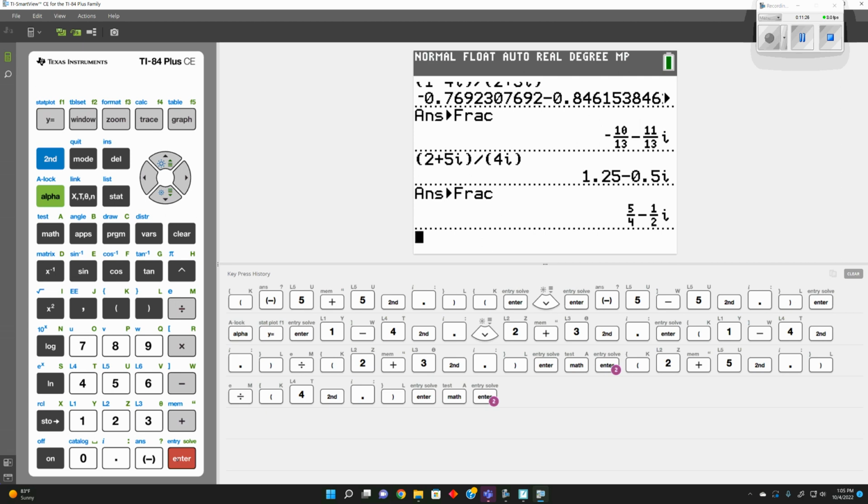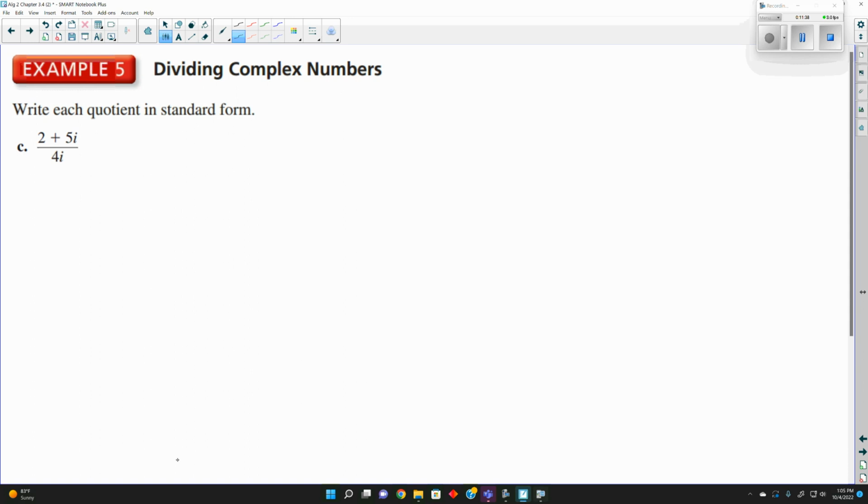Any other questions on this here? 5/4 minus 1/2 i. Is that what you got? And that's it. Any other questions on any of this here?